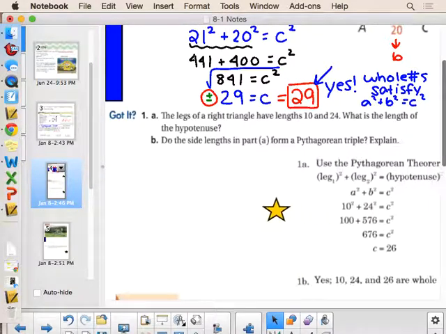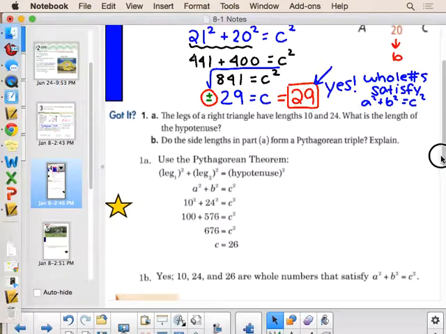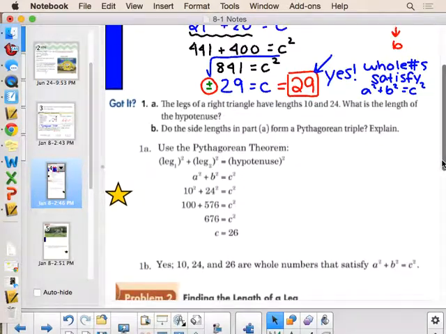All right, checking your answer from 1A and 1B. You should have that the side length for 1A is 26, and therefore, because the hypotenuse is 26 and my legs are 10 and 24, they are all whole numbers, therefore they are Pythagorean triples.